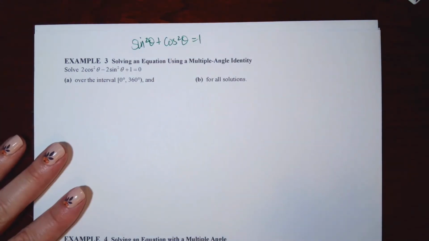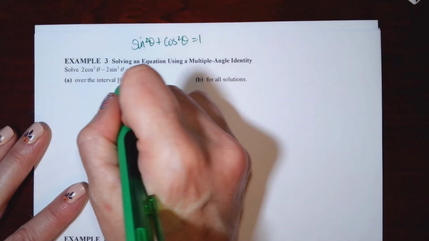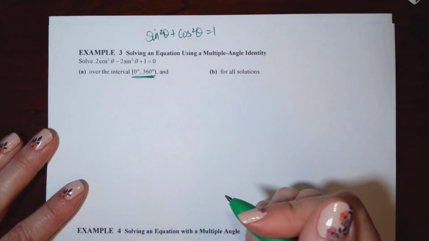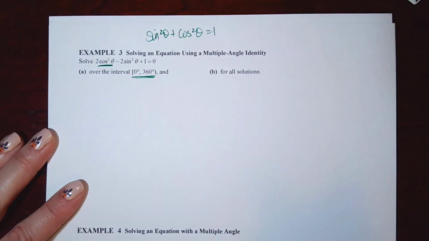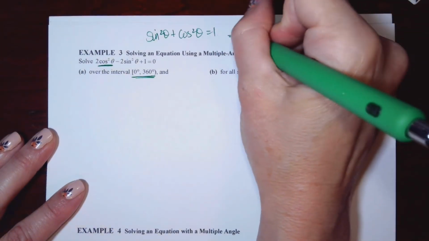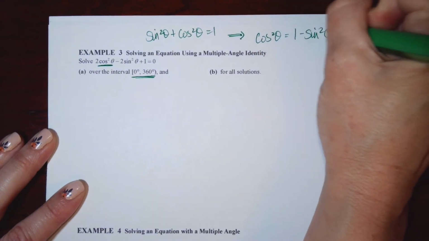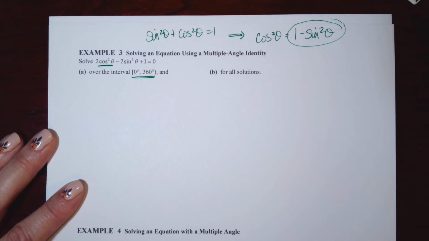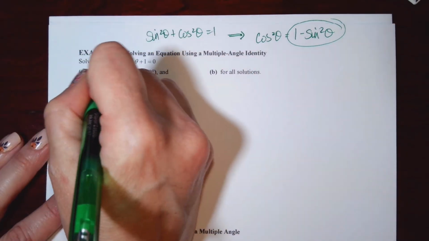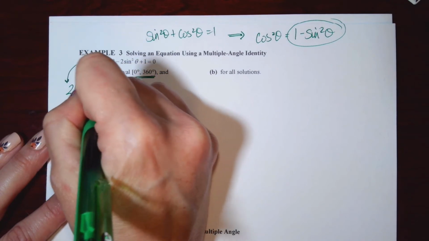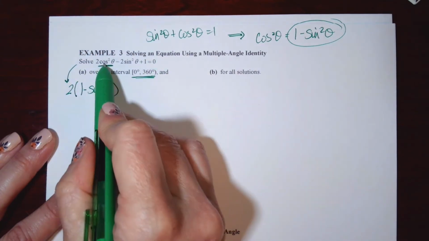And I've just got to pick one to change. It doesn't really matter. One thing that I notice right away is I'm in degrees because my interval is given in degrees. I am going to choose to make the substitution for cosine square theta. You just got to do one. Cosine square theta would be 1 minus sine square theta. So there's my substitution. When I perform that substitution, my equation becomes 2 times 1 minus sine square theta. There's my substitution for cosine square theta.